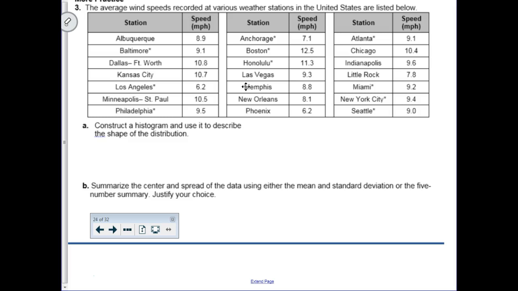All right, let's take a look at this next question. Yep, real quick. I've entered the data, and I entered it into list 5. So the first thing they want me to do is with this data construct a histogram. Not by hand.